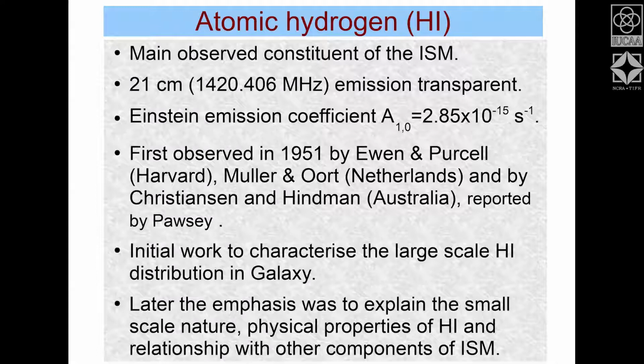So this was first observed, as I said earlier, that it was hypothesized by Van de Hulst, and it was picked up simultaneously by three groups. One was Ewen and Purcell at Harvard, in America, by Muller and Oort in the Netherlands, and by Pawsey in Australia. So all three groups effectively finally brought out the publication together, saying that these were more or less found independently, so let's agree to publish it together.